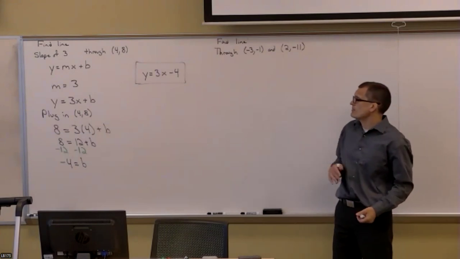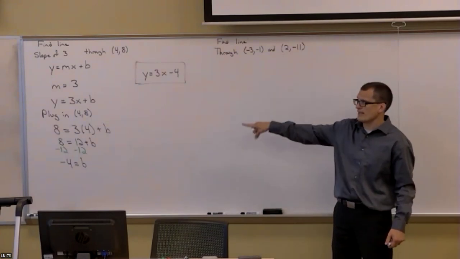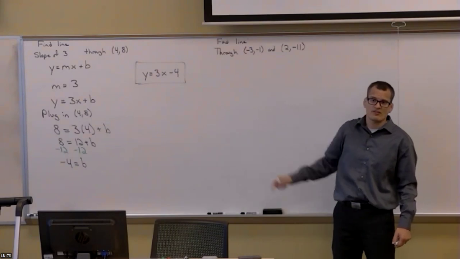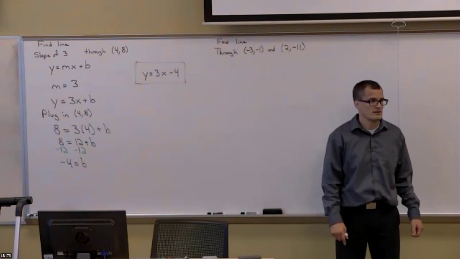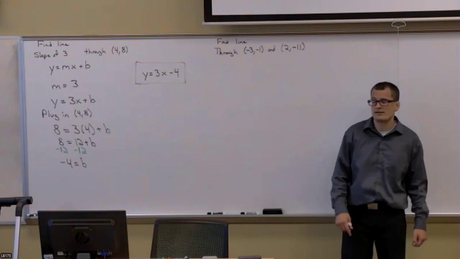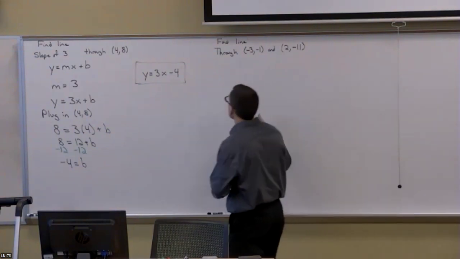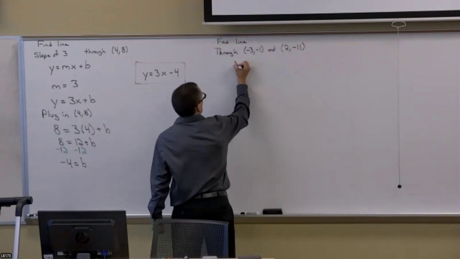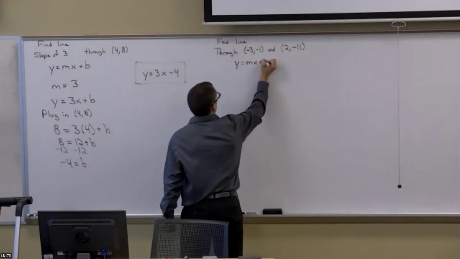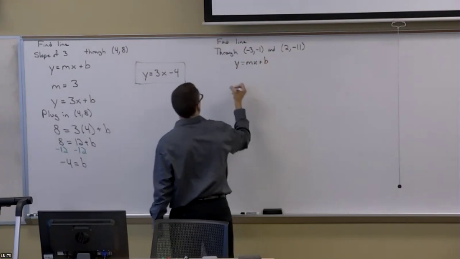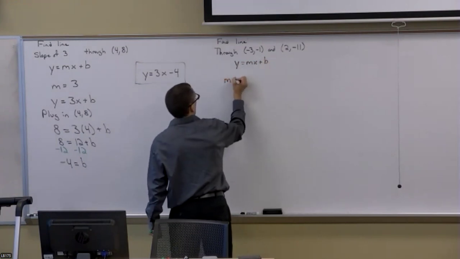When doing a problem like this, it's going to look exactly the same, except I'm going to have to do some calculations to find slope. Right? The finding the b process will be the same. So I do the same type of process, the same look.